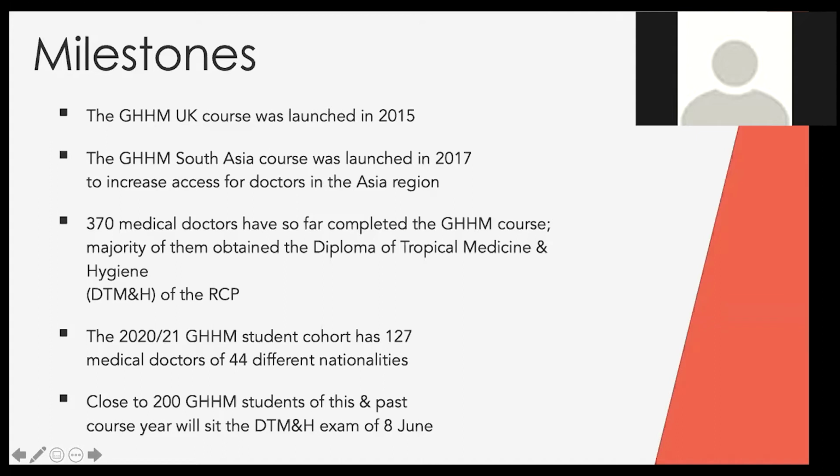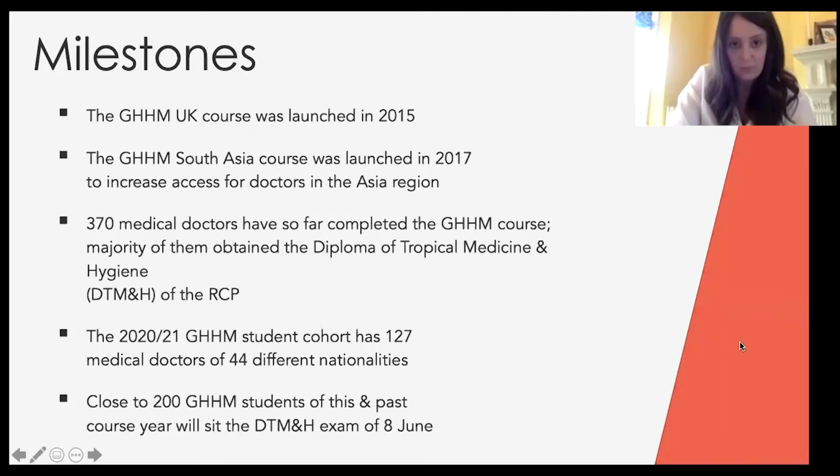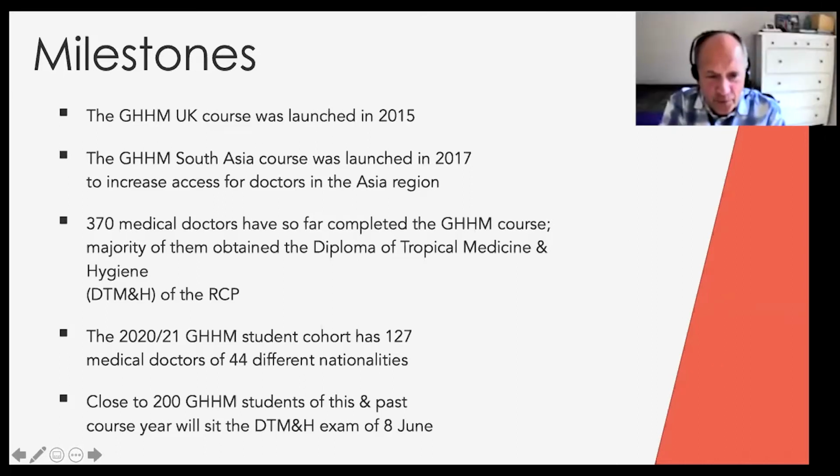And so, up to now, we have 370 medical doctors who have completed the GHHM course, and the overall majority have obtained the Diploma of Tropical Medicine and Hygiene of the Royal College of Physicians. At this time, the current course year is coming to an end. It will end by the end of May. And we have about 127 medical doctors of 44 different nationalities.